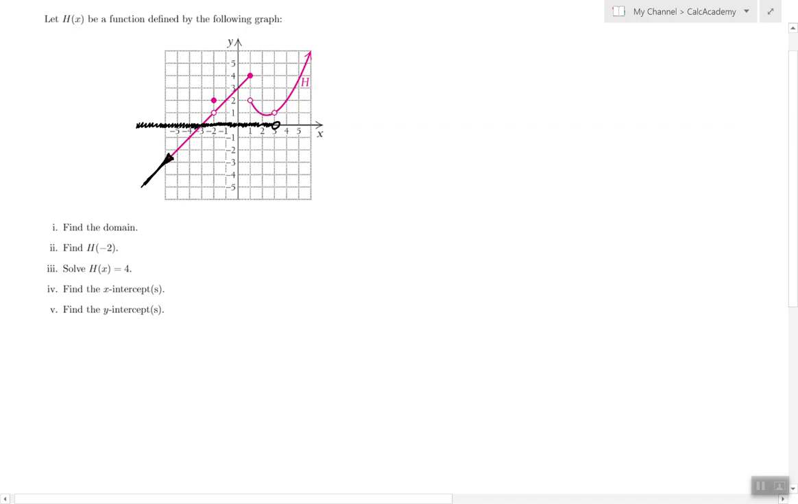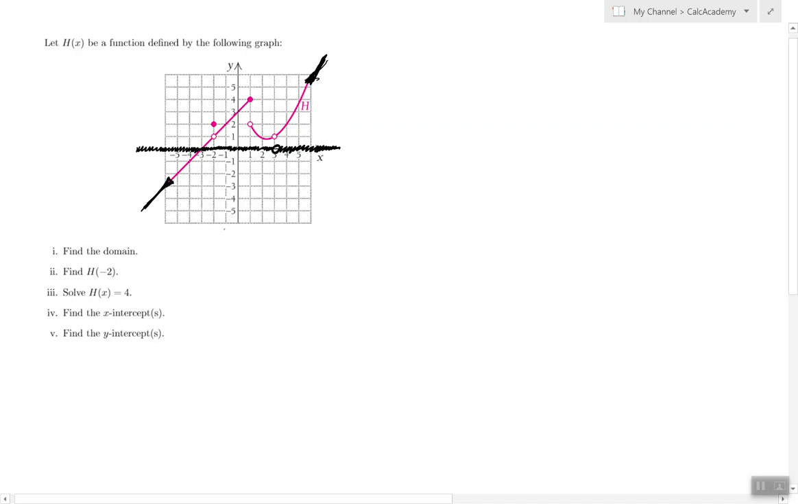So 3 will be the only value at which this function is not defined, because this arrow indicates that this function continues in the same way to the right, meaning that all these values are covered. So for all values except 3, this function has an output. So to answer this question, the domain is from -infinity to 3 and from 3 to infinity.